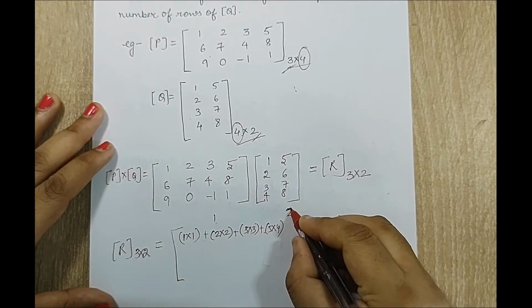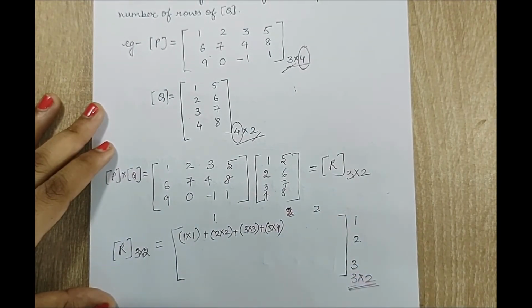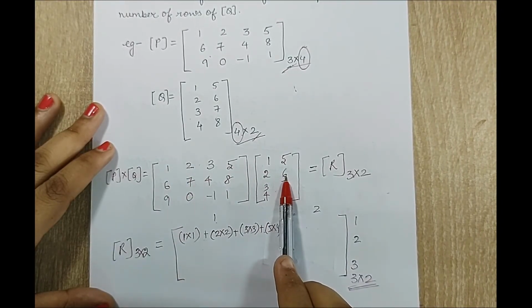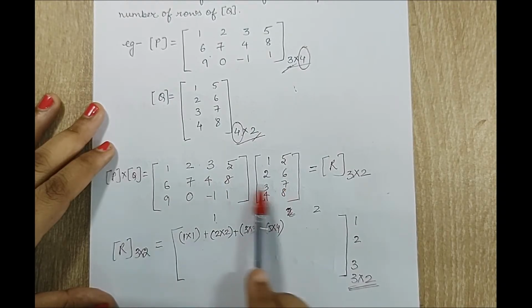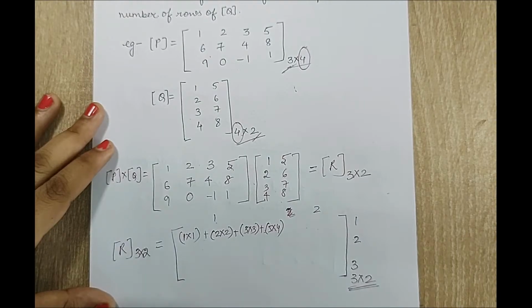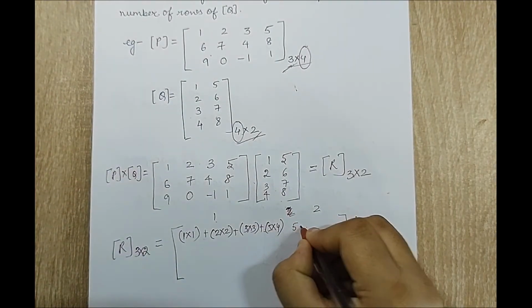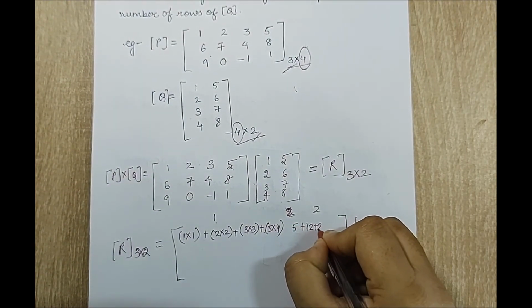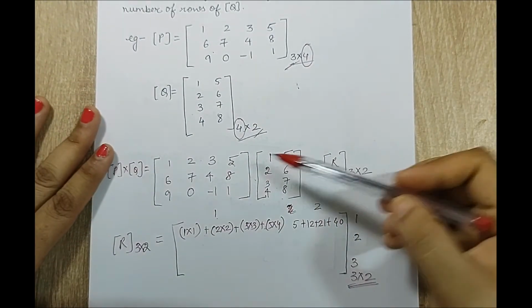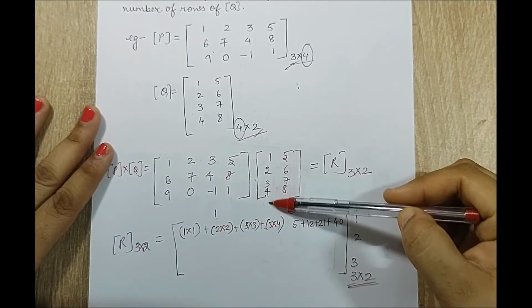For the second one, okay, let's write it here. For the second one, I am going to multiply 1 into 5 plus 2 into 6 plus 3 into 7 plus 8 into 5. Now if you multiply and add them, you will get the value as 5 plus 12 plus 21 plus 40. Next I am going to multiply for the second row and first column.